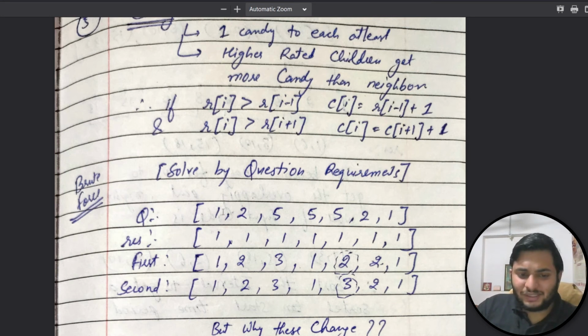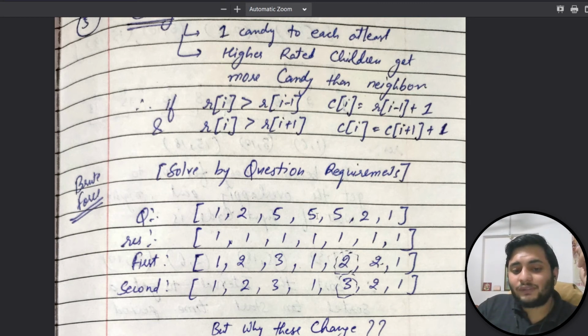Is 2 greater than 1? Yes, it is, so it is 1 plus 1, 2. Is 2 greater than 5? No, so it stays at 2. Is 5 greater than 2? Yes, so it should have more candies than 2. 2 has 2 candies, so 2 plus 1 is 3. Is 5 greater than 5? No, so 3 is the answer. For the next 5, is 5 greater than 5? No, so it will still have one candy.